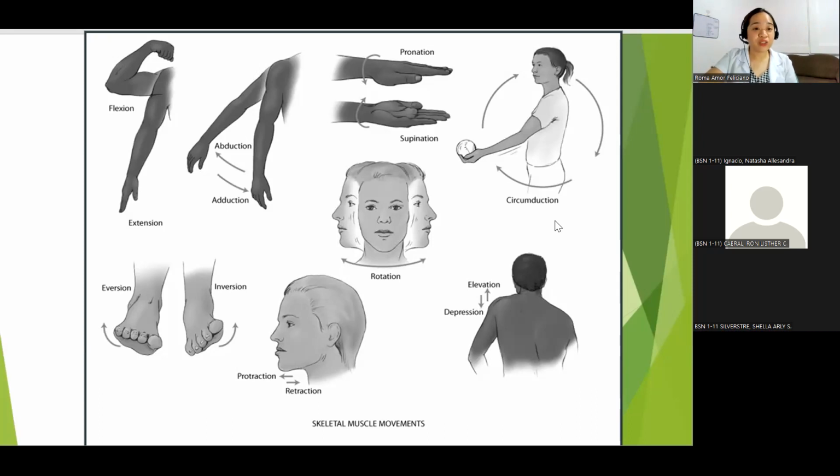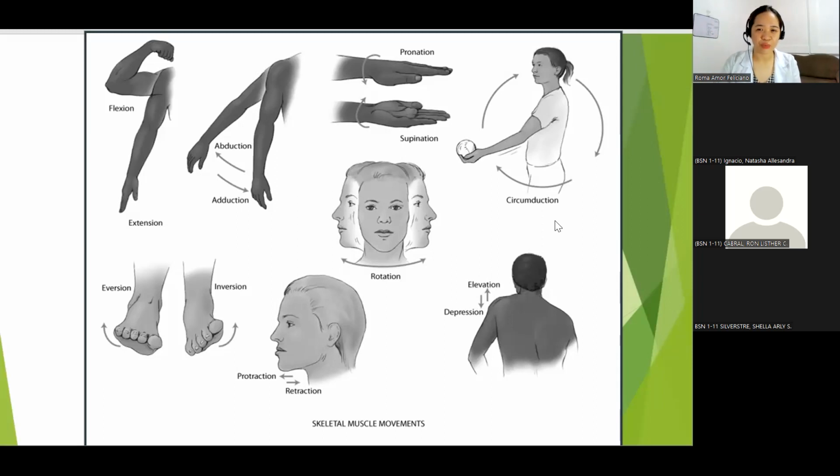Protraction. Protraction is you moving your head forward, parang yung sumasayaw, no? Then retraction, you will be tilting or moving your head backward. Protraction and then retraction. Rotation, gagalawin mo naman ang iyong ulo. Elevation. Elevation is, for example, elevation of the shoulders, no?